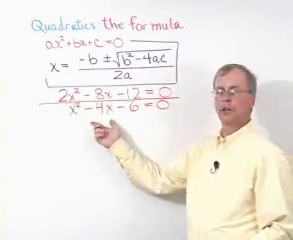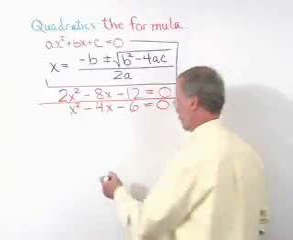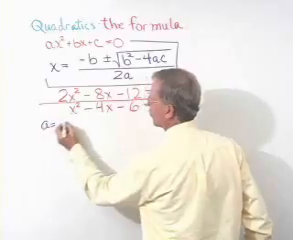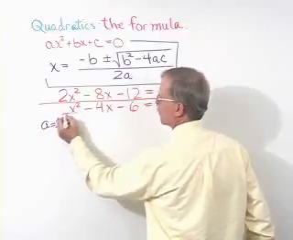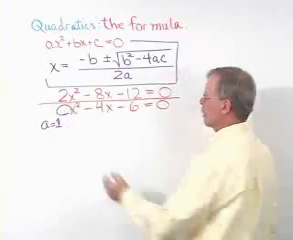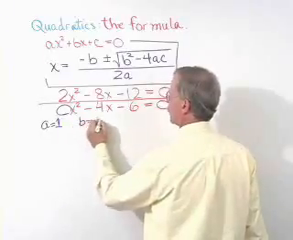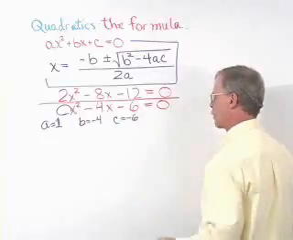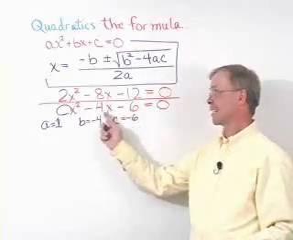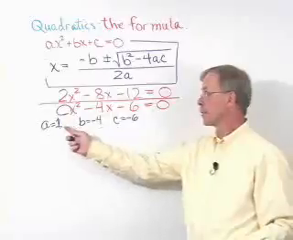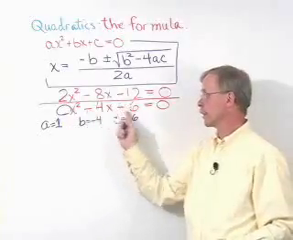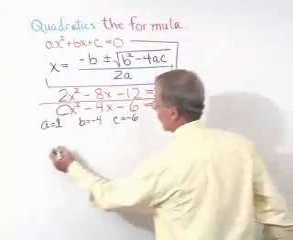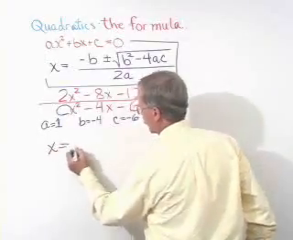Now we'll try to identify a, b, and c. a equals 1. There it is. b equals negative 4. And c equals negative 6. Notice that the x's don't come along with them. They're just the coefficients, but we do bring the positive and negative signs along. So we're ready to try to do the substitution.